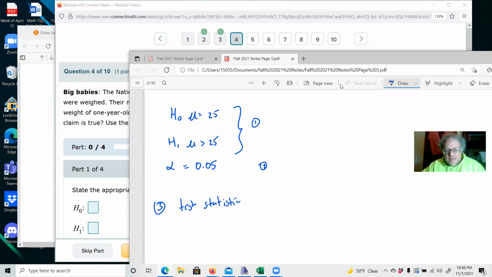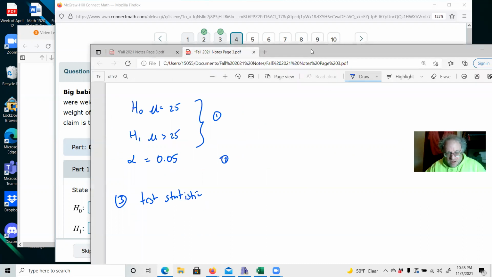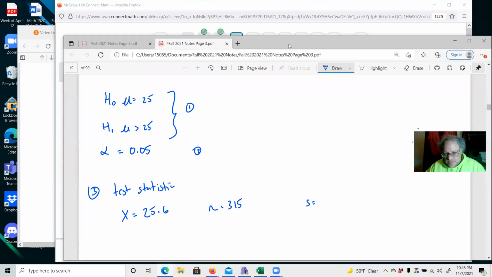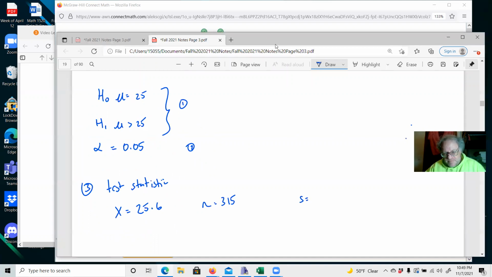All right. So here's our test statistic. We're going to write some stuff down. Okay, so we found that X bar was equal to 25.6. N and our S. How many babies did we get here? We got 315. Okay, and then S was 5.3.